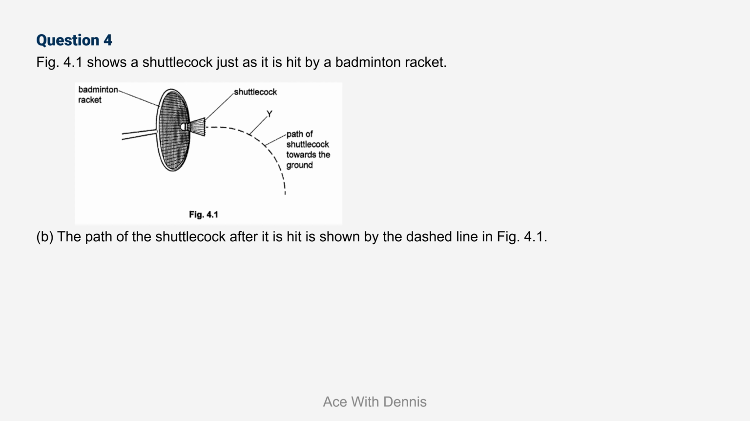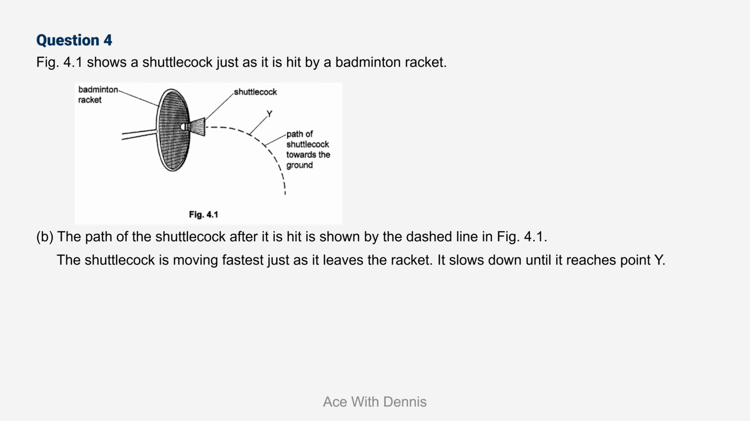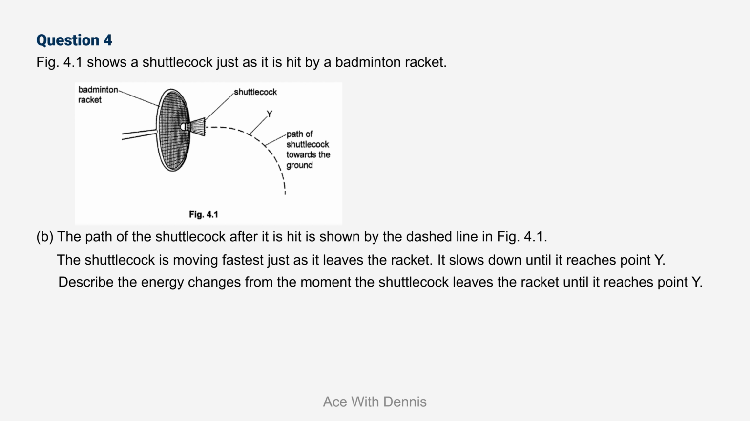B. The path of the shuttlecock after it is hit is shown by the dashed line in figure 4.1. The shuttlecock is moving fastest just as it leaves the racket. It slows down until it reaches point Y. Describe the energy changes from the moment the shuttlecock leaves the racket until it reaches point Y.